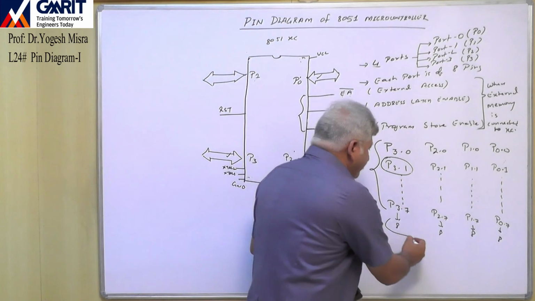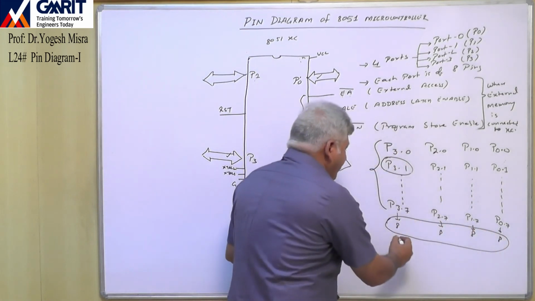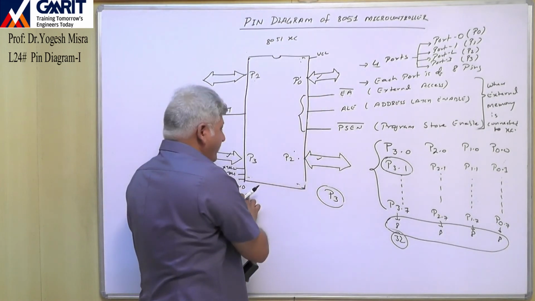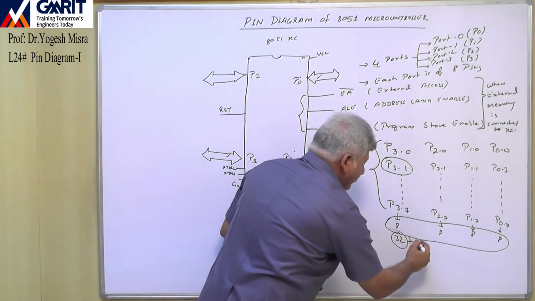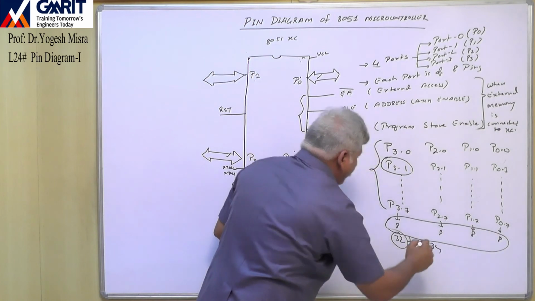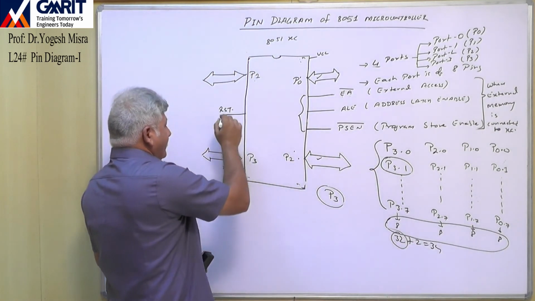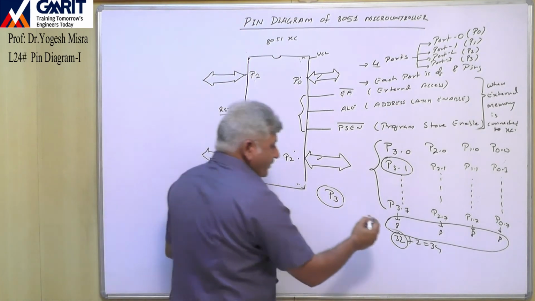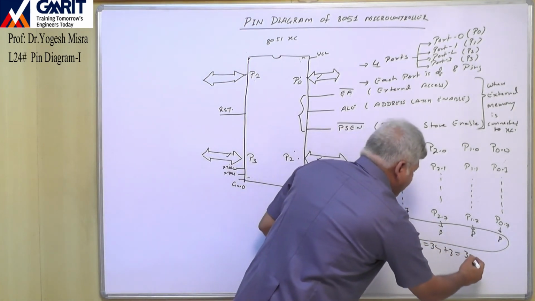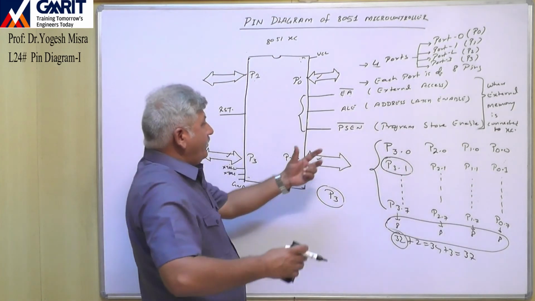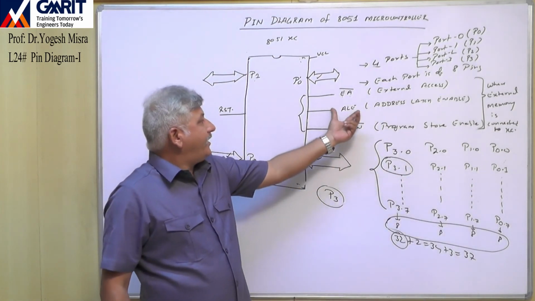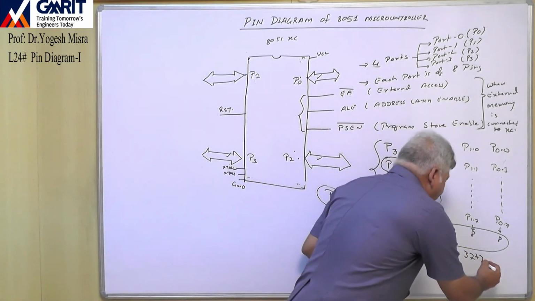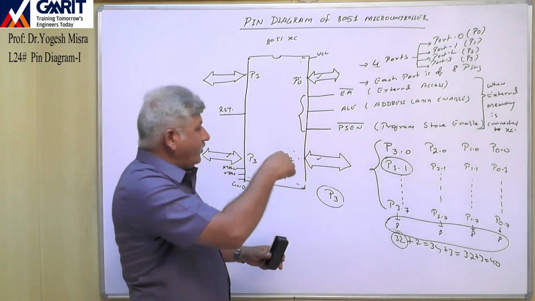So in total, 8 plus 8 plus 8 plus 8 is 32 pins. 1 pin is VCC, 1 pin is ground, so plus 2 is 34 pins. 1 pin is RST, crystal 1, crystal 2, these 3 pins, plus 3 is 37. And program store enable, address latch enable, and external access, these 3 pins. So add these 3, this is 40. In this way, there are a total of 40 pins.